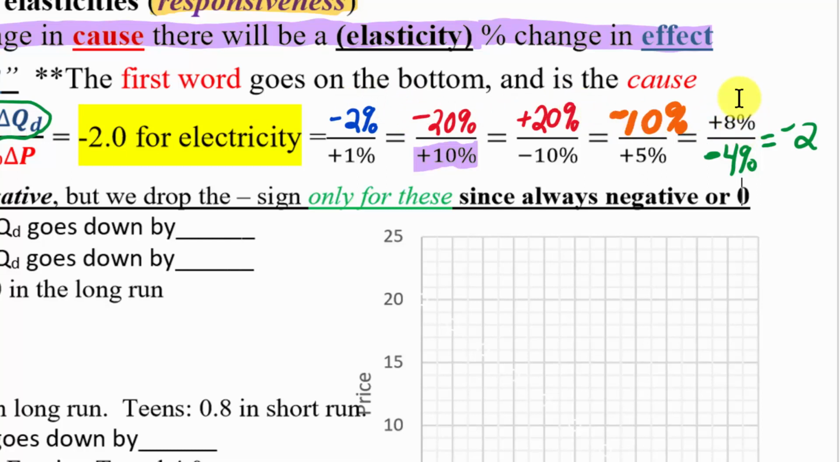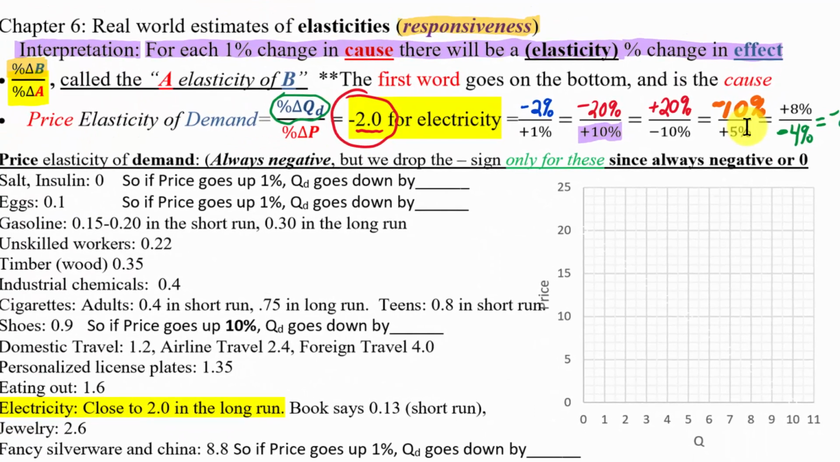There are two things we want to look at when it comes to this minus 2. First of all, it's negative. That means that the cause and the effect are always moving in the opposite direction. Price up, quantity down. Price down, quantity up. And then we want to look at the magnitude of this thing, 2. The 2 tells us the effect is twice as big. The negative sign tells us in what direction it is relative to the cause. So it turns out price elasticity of demand is always negative or 0.